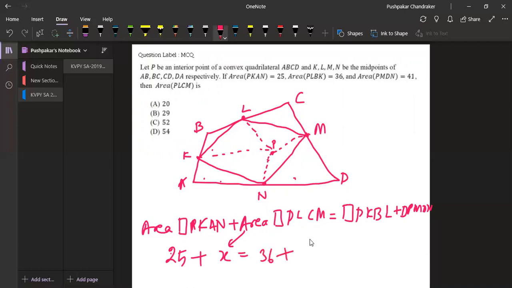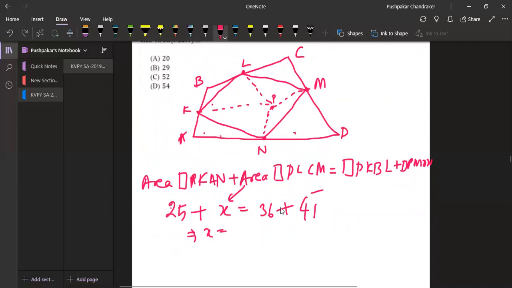36 plus PMDN 41. So if you find from here, x equals, you get 52, I think. It's verified. But 36 minus 25 is 11. 11 plus 41 is 52, which is option C. Now let us prove this result, how it actually comes.